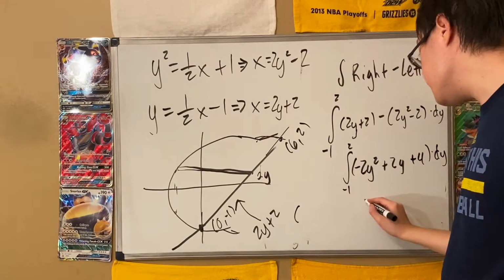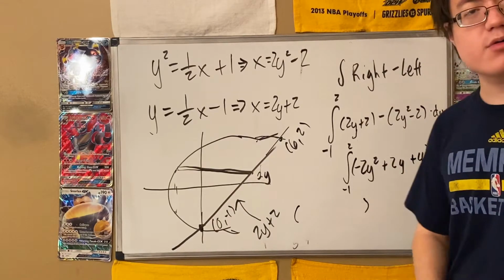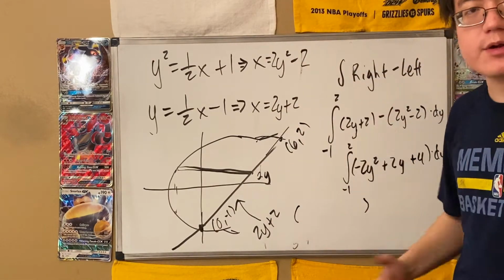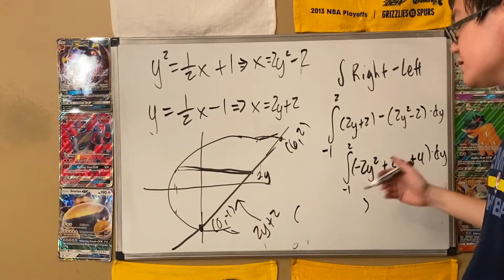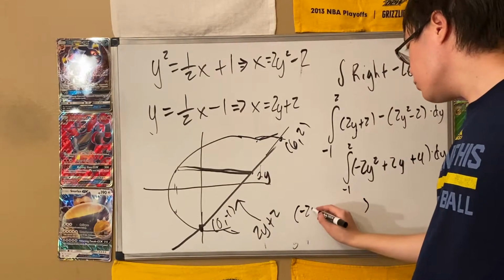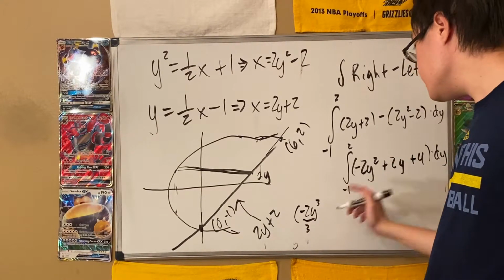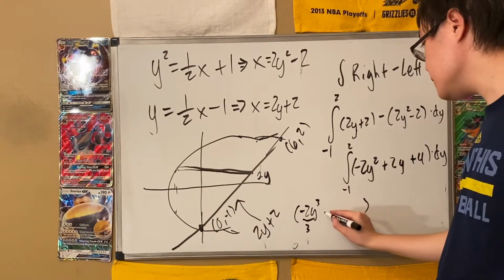Let me try to do this solution right here, and then we'll remember that the power rule says you add 1 to your exponent. So in this case, it's going to be 2y cubed over 3. Then the integral of 2y is just y squared.